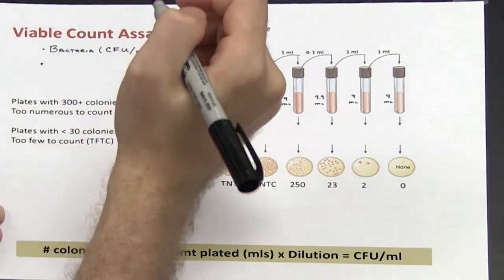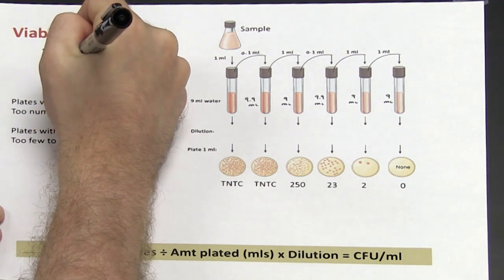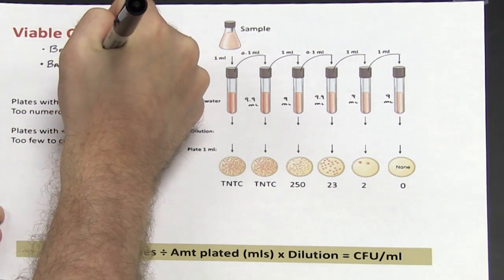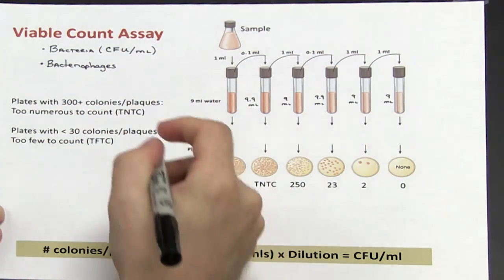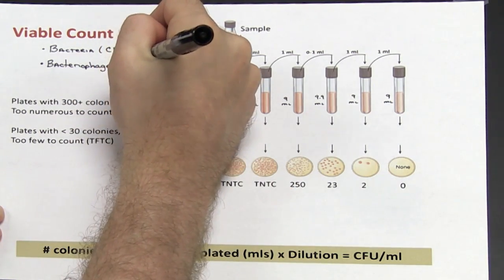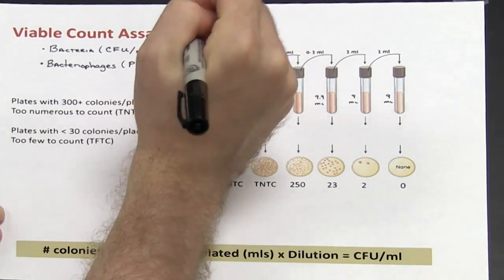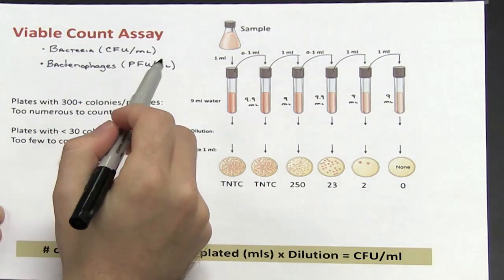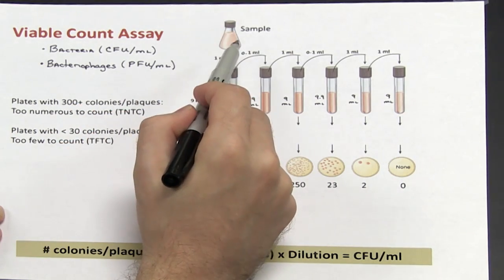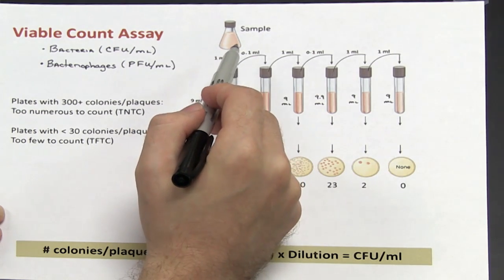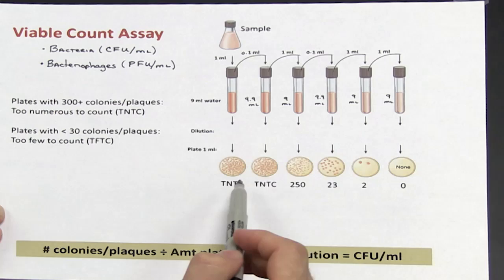Or if you're looking at viruses, specifically a class that is known as bacteriophages. Bacteriophages are viruses that infect bacterial cells. You would be calculating plaque forming units per mil. So in performing this assay, typically what is done is your sample of either bacteria or bacteriophage is diluted using a serial dilution and then plated.